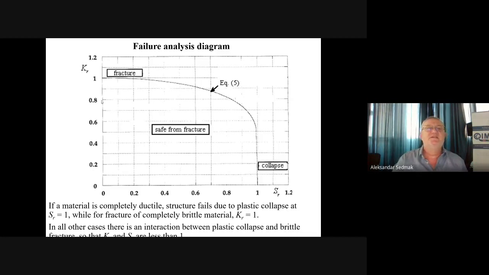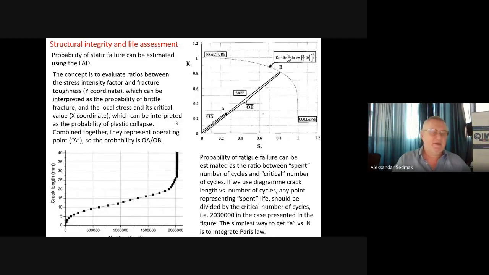And contrary to that, in this whole area, we can say that our structure is safe from fracture because we estimated both brittle fracture and plastic collapse in a conservative way. So by describing the failure assessment diagram in this way, we can now define what we mean by probability in the case of structural integrity assessment.